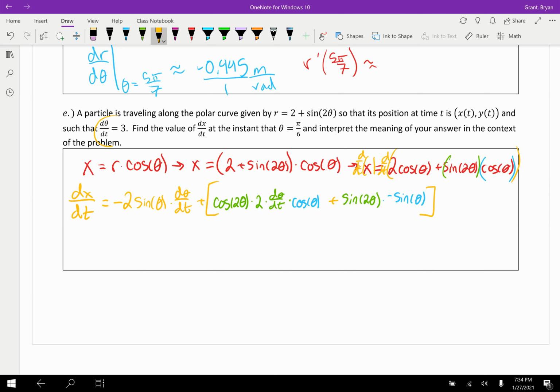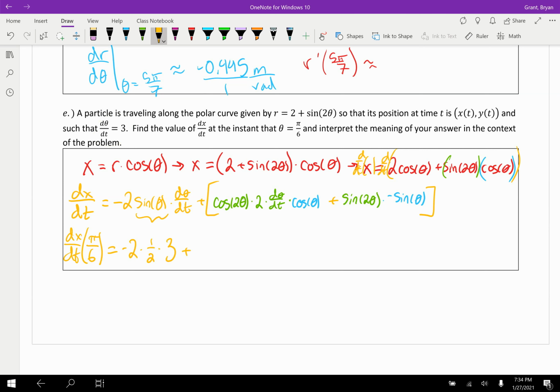We are also given that d theta dt is 3. So we're going to find dx dt evaluated when theta is pi over 6. So what does that look like? Negative 2, let's do some math in our head. Sine of pi over 6 is 1/2. D theta dt they gave us is 3.